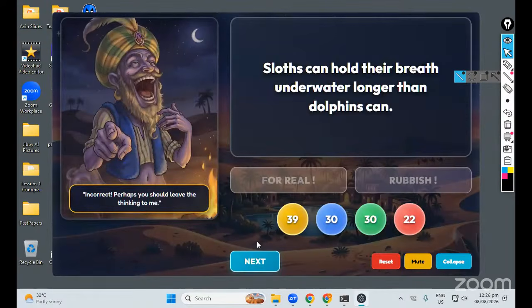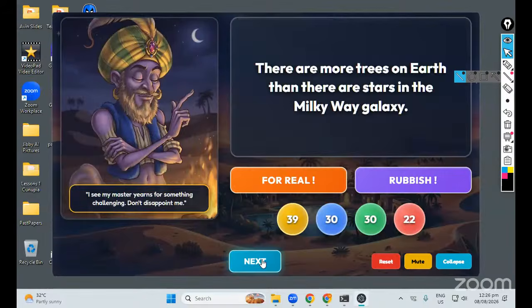All right, last one. There are more trees on Earth than there are stars in the Milky Way galaxy. I want to say that is false, but I don't know. What do you all think? What do you think?